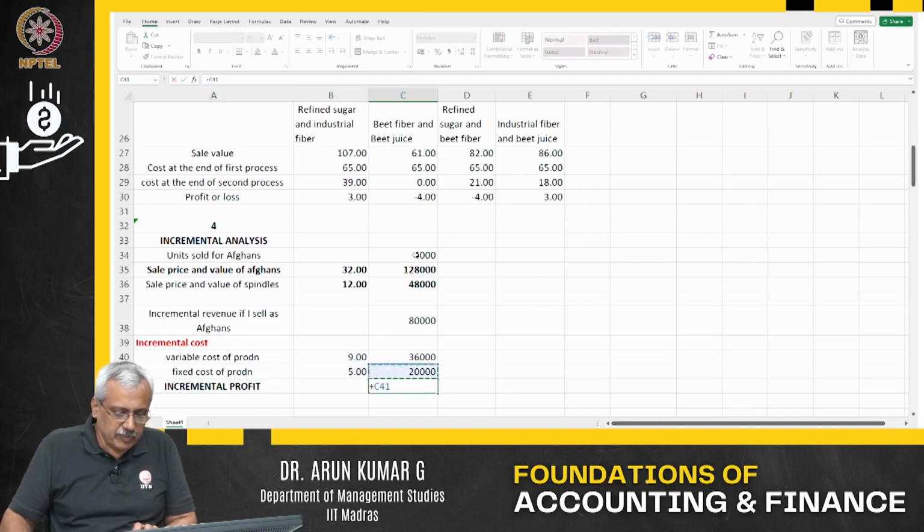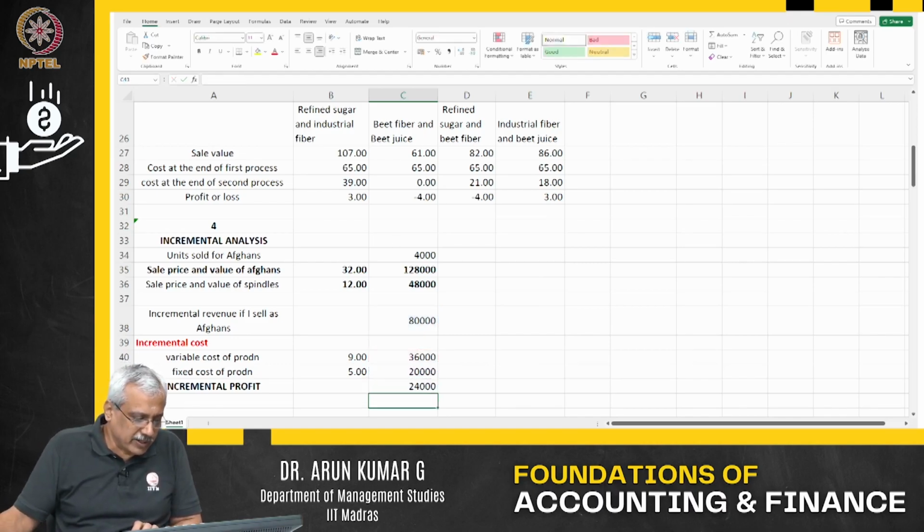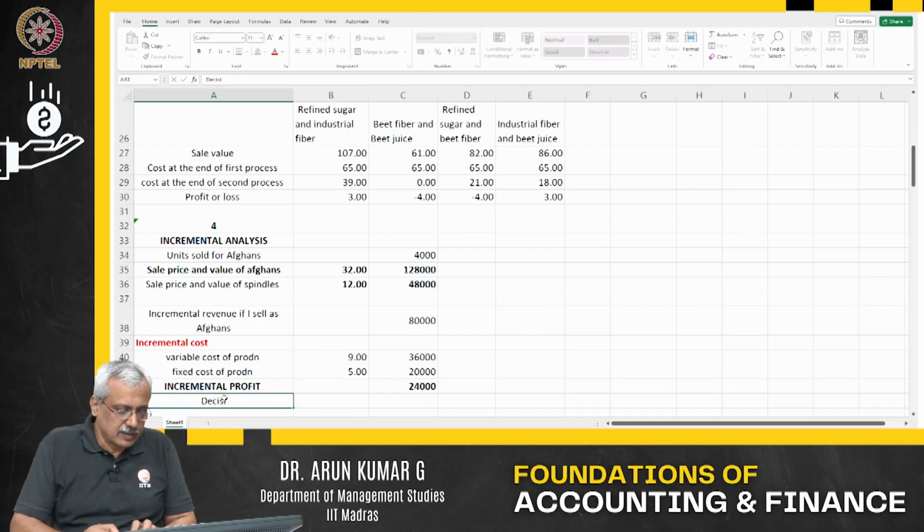My incremental profit is going to be 80,000 incremental revenue, less my incremental cost of 36 and then 20. My incremental profit is going to be 24,000 if I manufacture Afghans. So, the decision is to go ahead and manufacture Afghans, as it results in an incremental profit of rupees 24,000, or $24,000.